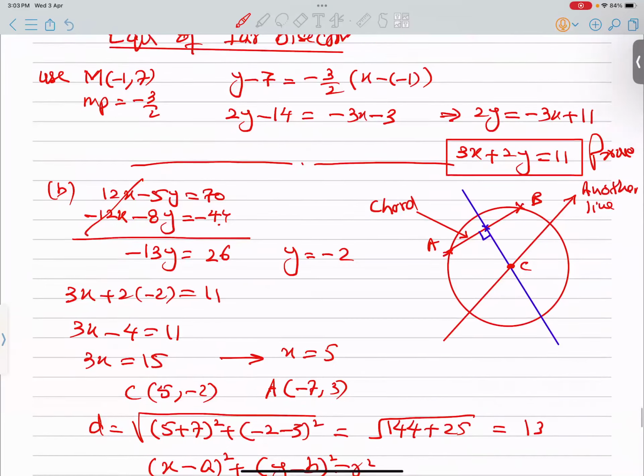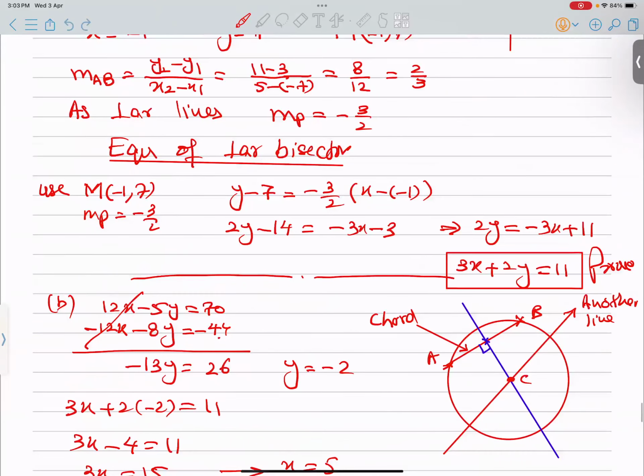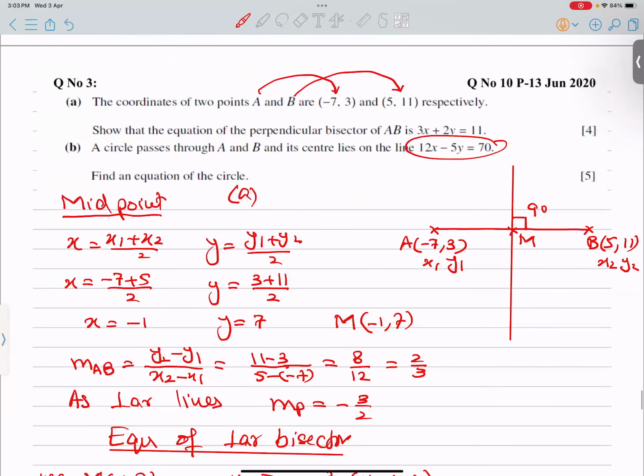Some students can ask how you know this line is coming this way. So the best way, when you have a second equation given like this one, is to try your best to make y the subject. So 5y goes there, 70 comes this side. So 5y is equal to 12x minus 70. Divide by 5, you get 12 over 5 x, and minus 5 ones are 5, 5 fours are 20. So this is very clear, and this is a positive gradient.